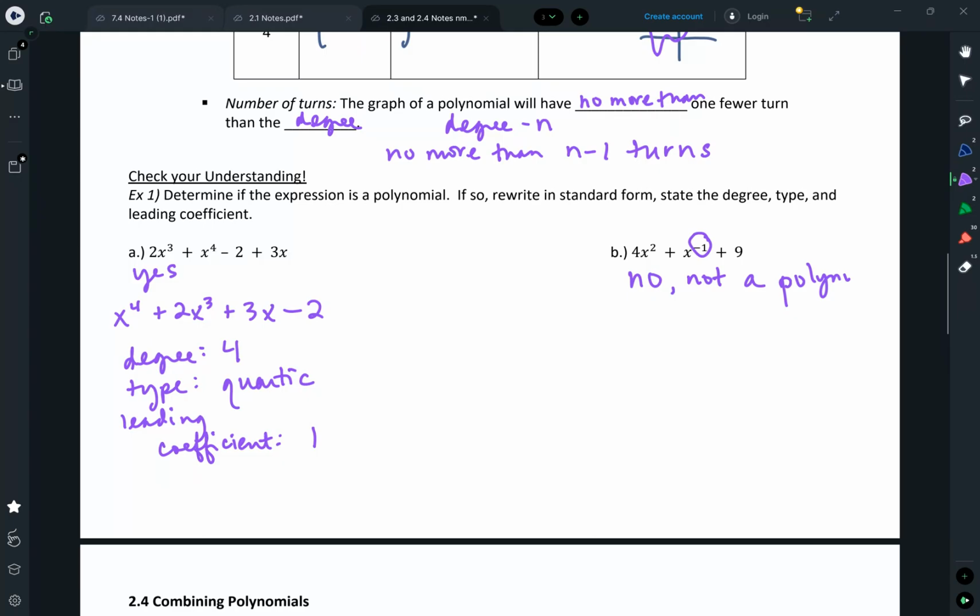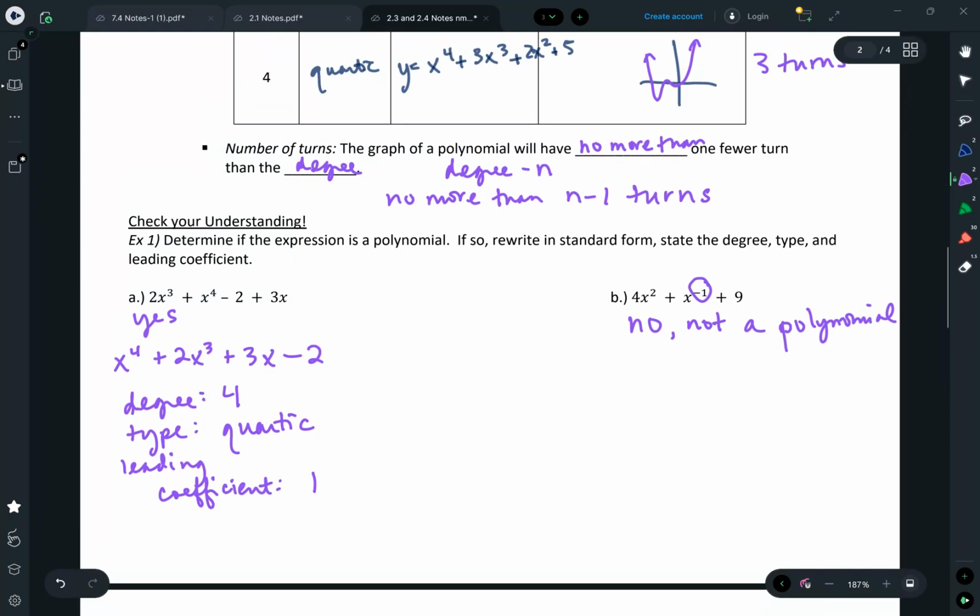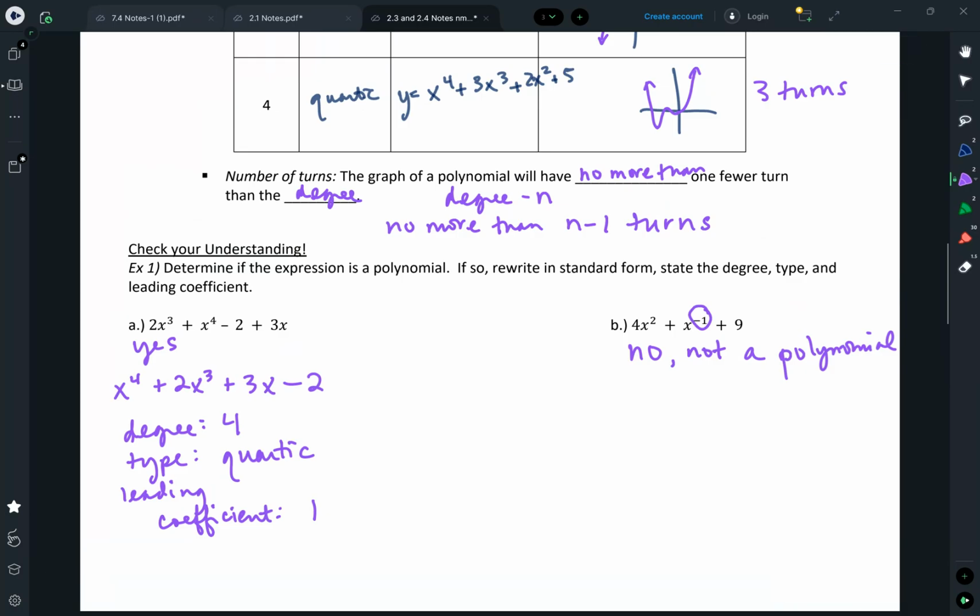So this is just some vocabulary, basic graph behavior, not anything super new, but it is vocab to memorize.